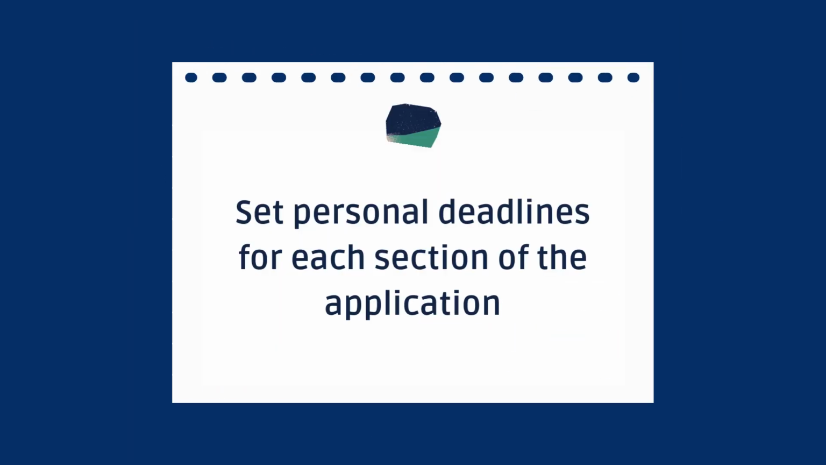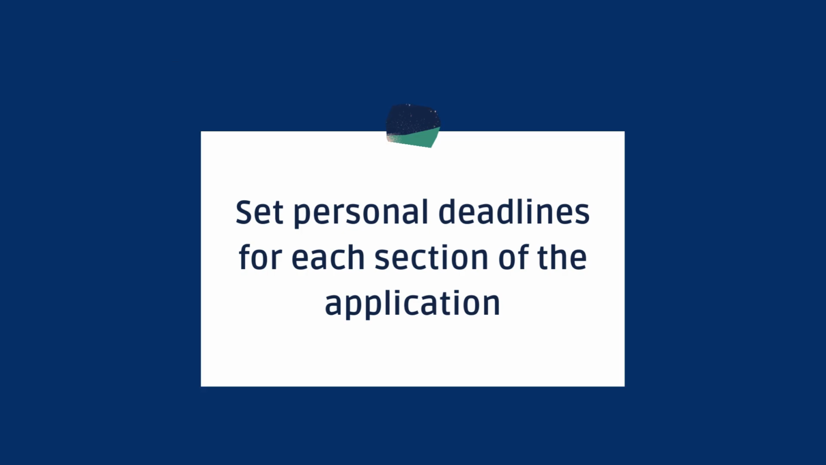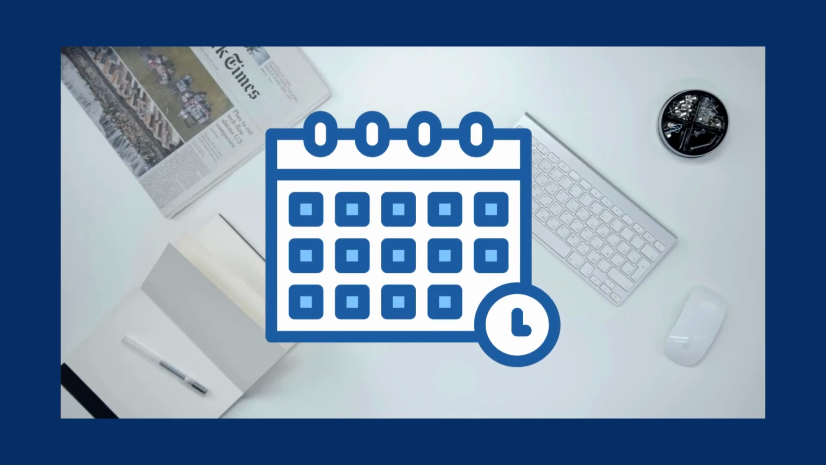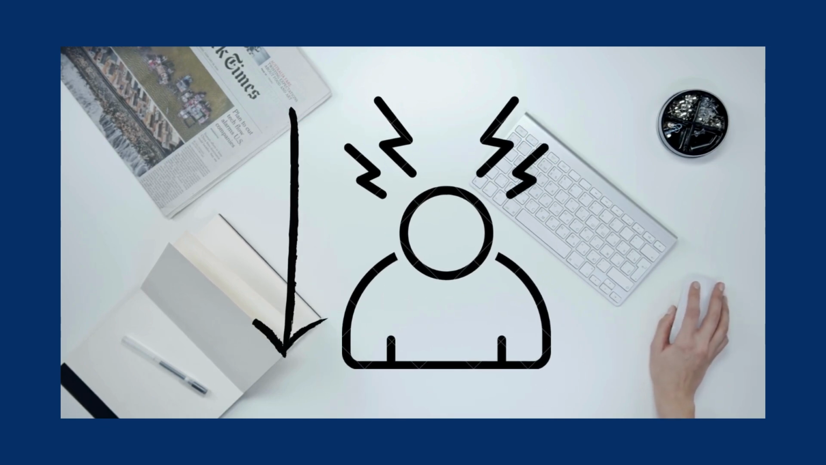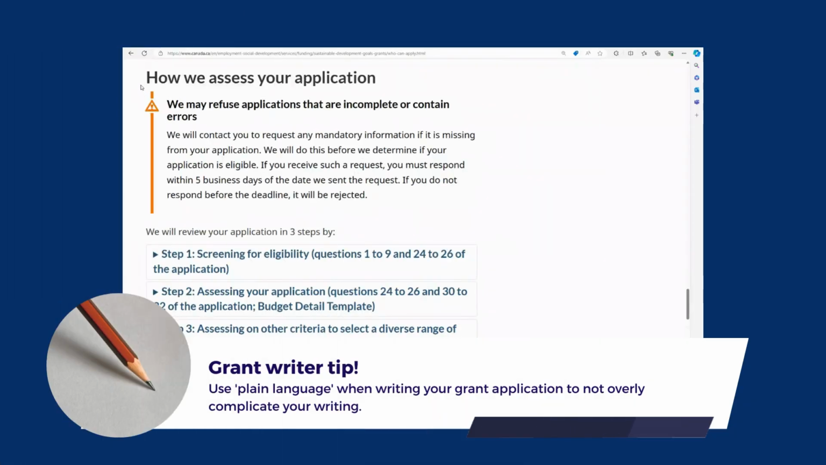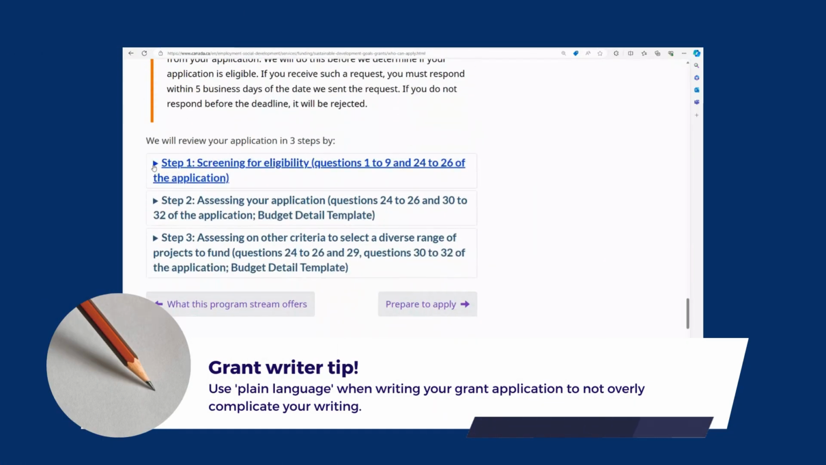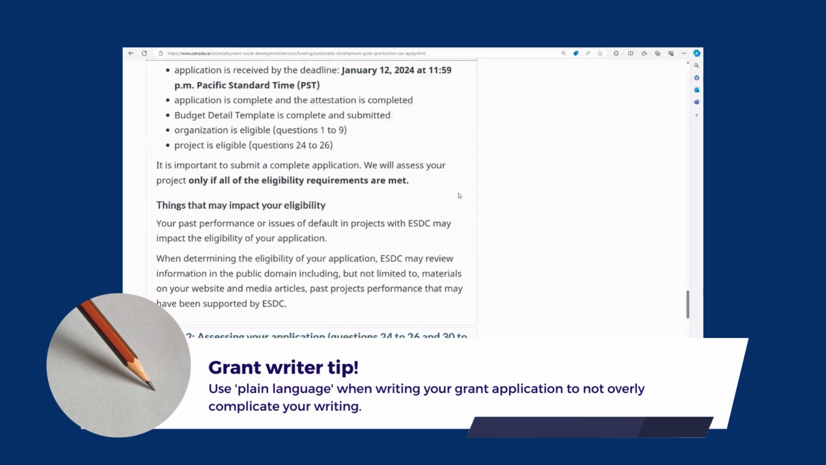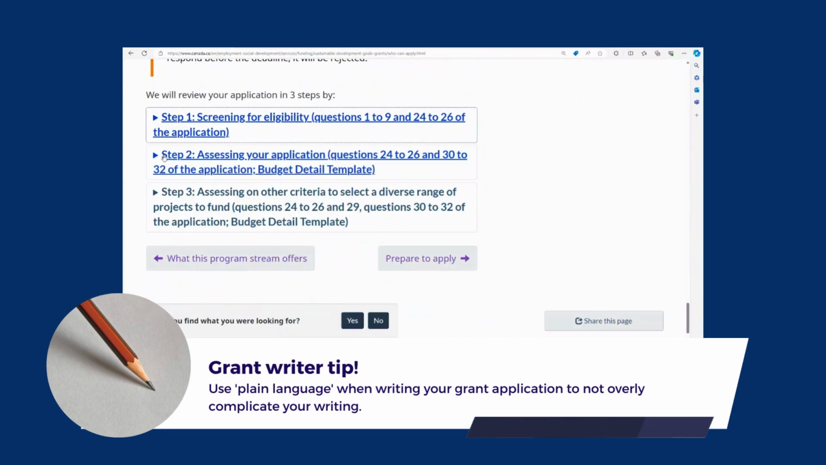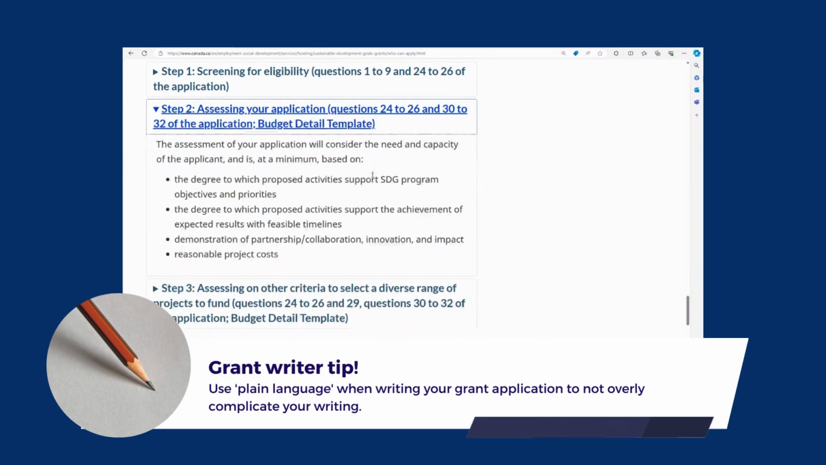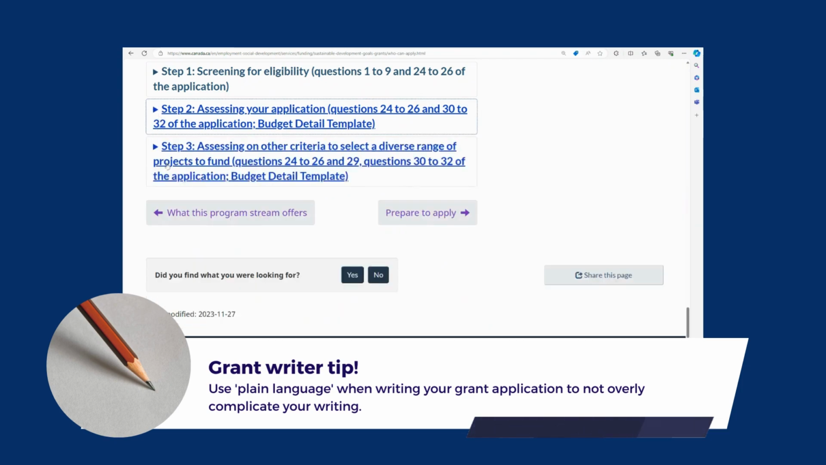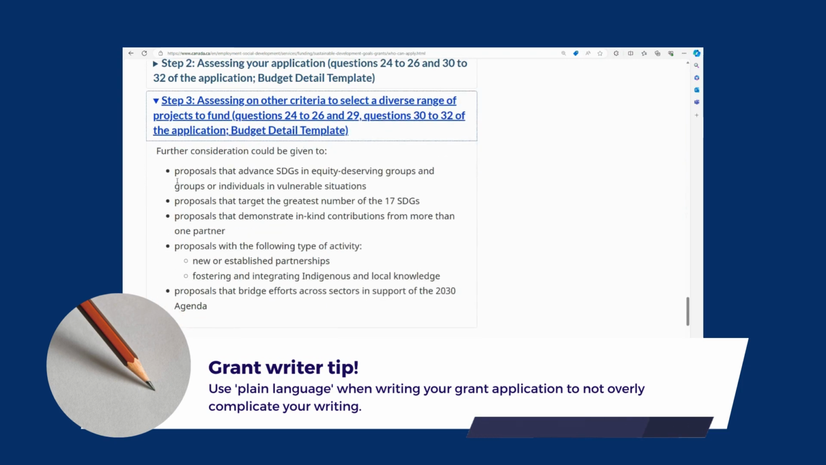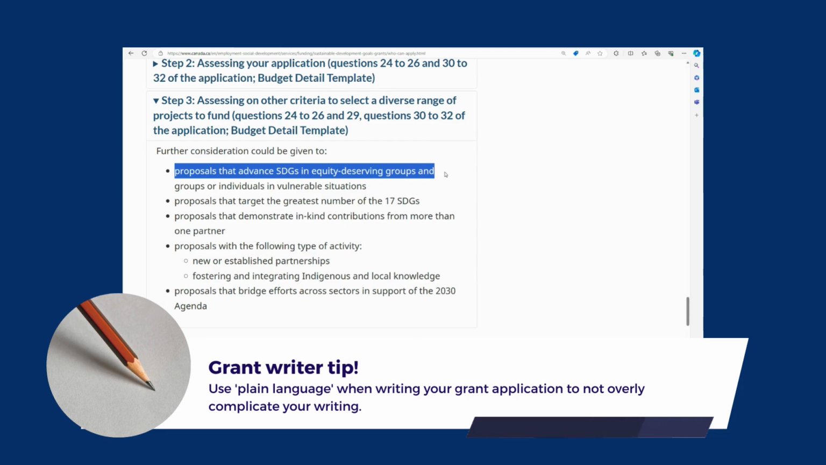Lastly, set personal deadlines for each section of the application. By doing this, you give yourself enough time for thorough proofreading and editing, and will reduce your stress levels when the application deadline approaches. Each funder has unique guidelines and criteria for evaluating grant applications. It's crucial to thoroughly understand these requirements and tailor your application accordingly. Research the funder's priorities, eligibility criteria, and any specific formats or documents that they require.